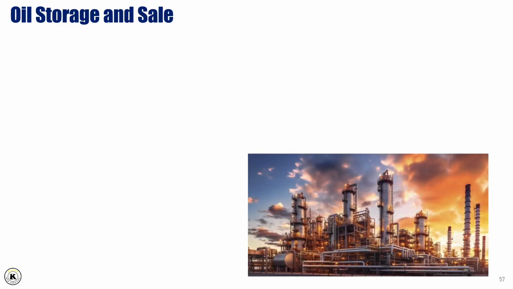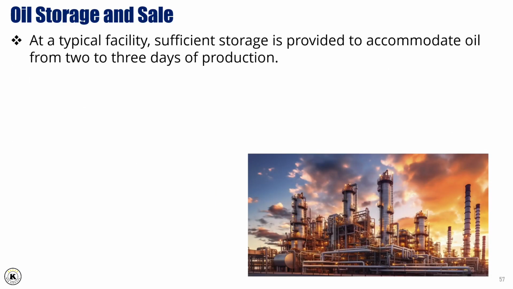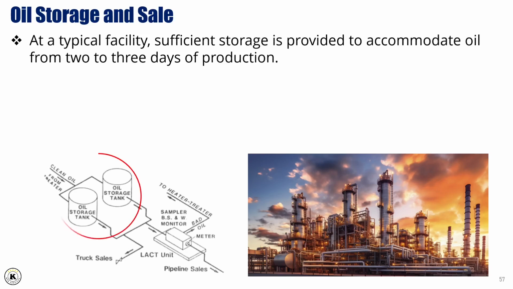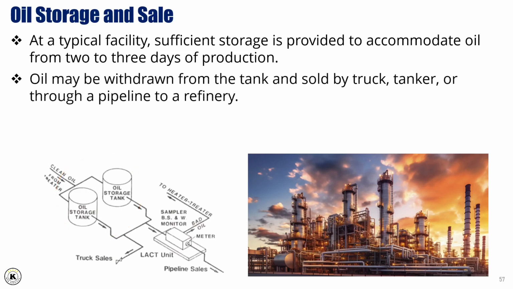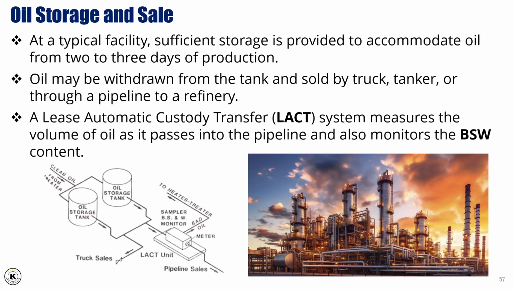Oil storage and sale. At a typical facility, sufficient storage is provided to accommodate oil from 2 to 3 days of production. Oil may be withdrawn from the tank and sold by truck, tanker, or through a pipeline to a refinery. A lease automatic custody transfer (LACT) system measures the volume of oil as it passes into the pipeline and also monitors the BSW content.